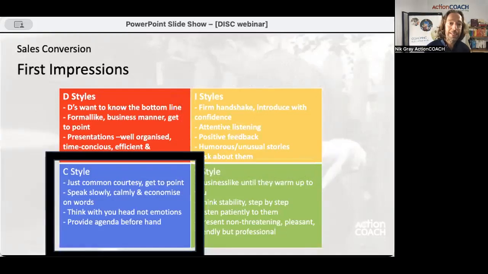C's. So where do we go with C's then? So C's, again, we know now that C's are very formal. So, just common courtesy and getting to the point. They're not going to want to spill out a lot of information about themselves. Speak slowly, calmly, and be economical with words. Think with your head, not emotions. Maybe even provide an agenda beforehand. Let them know how the meeting's going to pan out.